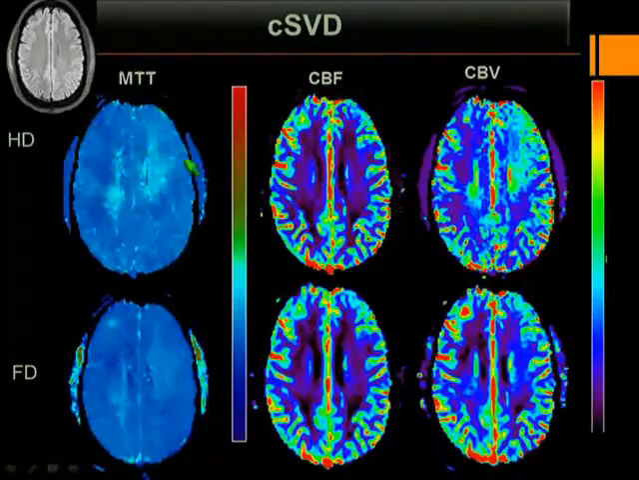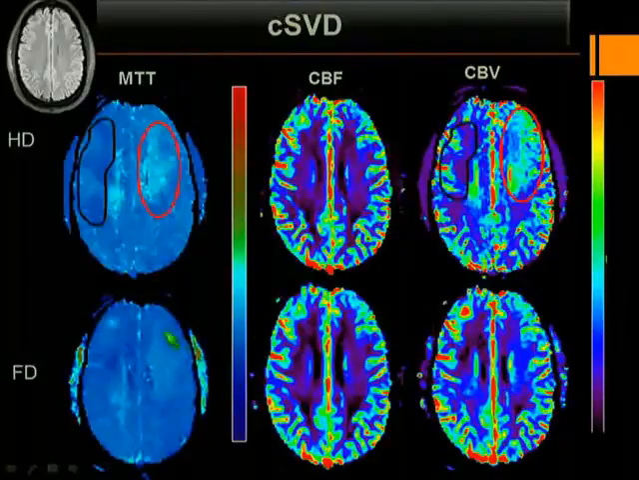These are the color-coded maps of MTT, CBF, CBV in a patient who was scanned with half-dose, shown on the top row, and full-dose DSC perfusion on the bottom. And you can see there is some heterogeneity across the field of view in MTT maps and CBV maps that you really don't see on full-dose perfusion. Again, clearly the effect of noise and SNR penalty.